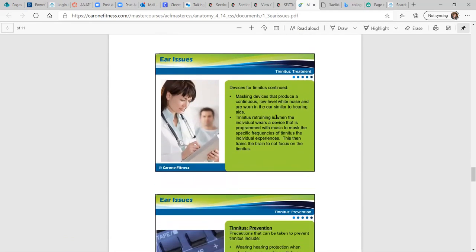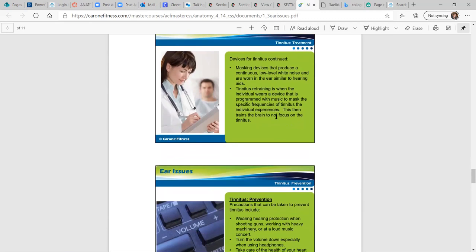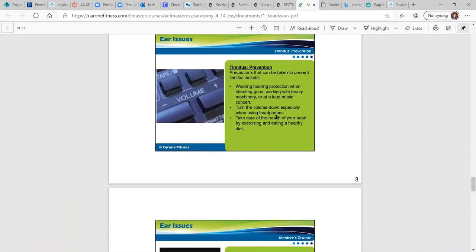Masking devices. A device can produce this low-level white noise in your ear, so it'll distract your brain from your tinnitus. Tinnitus retraining. A person can wear a device that is programmed with music to mask the specific frequencies of tinnitus the individual is experiencing. And then that trains the brain to not focus on the tinnitus. So that is a way to help your brain not focus on the irritating ringing in your ears.